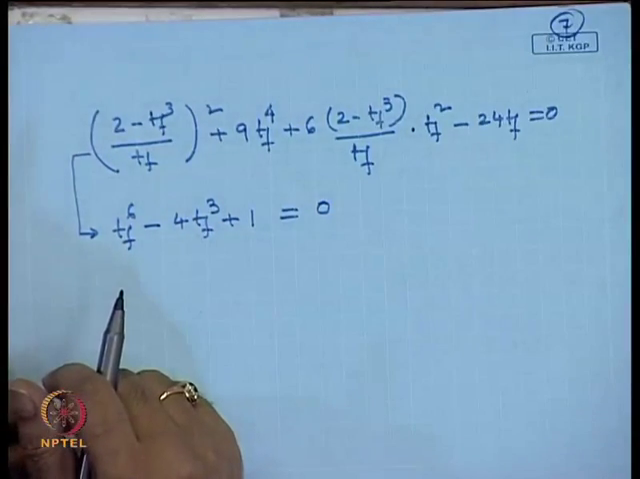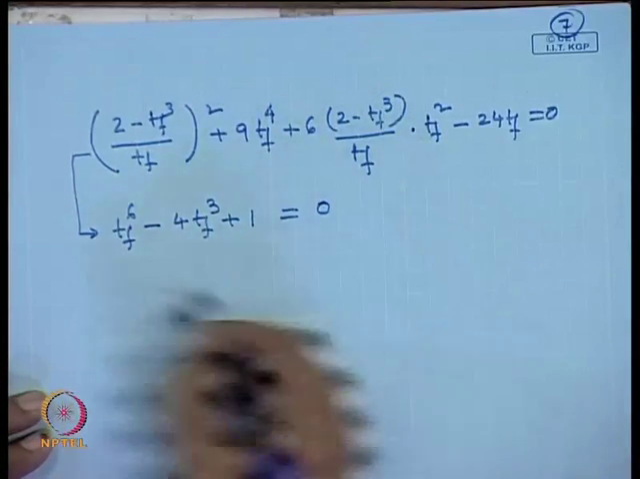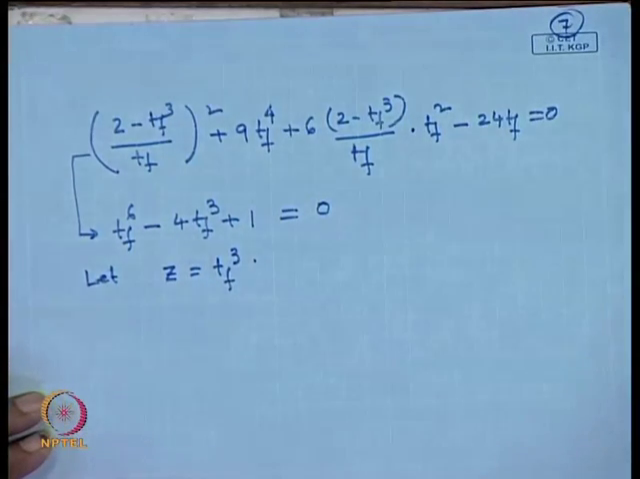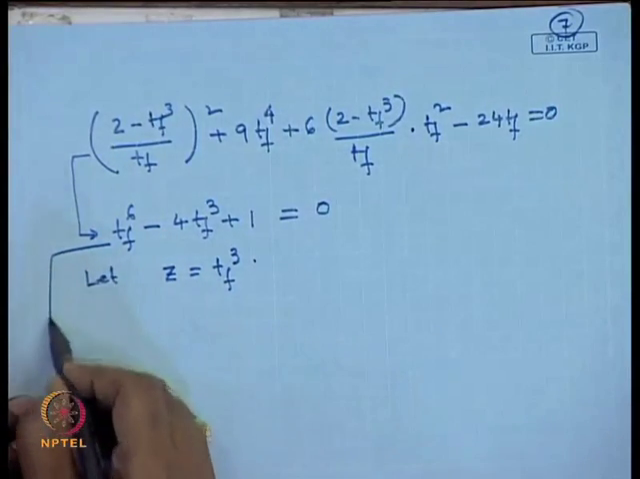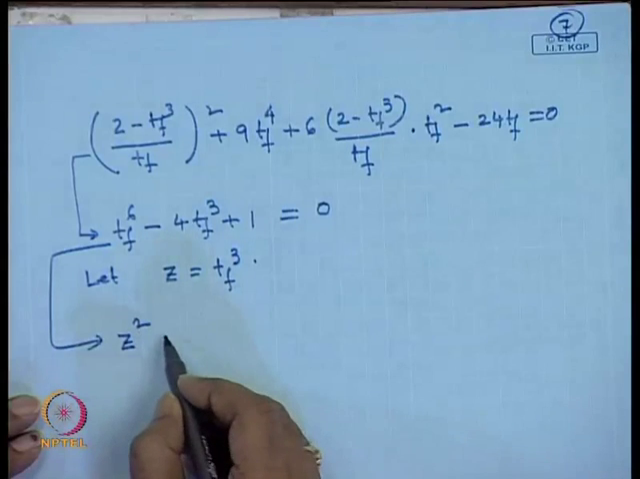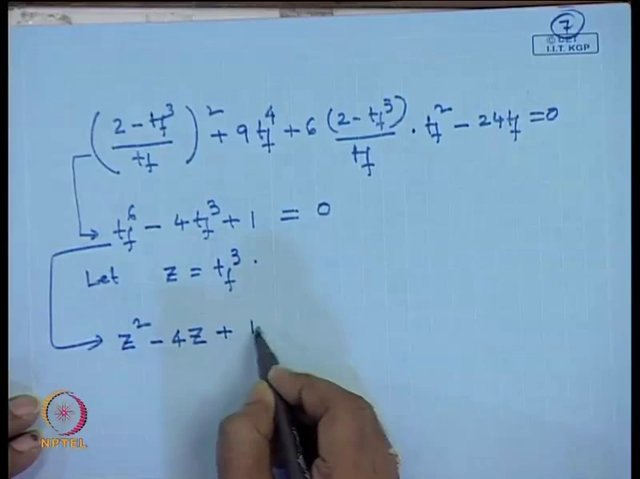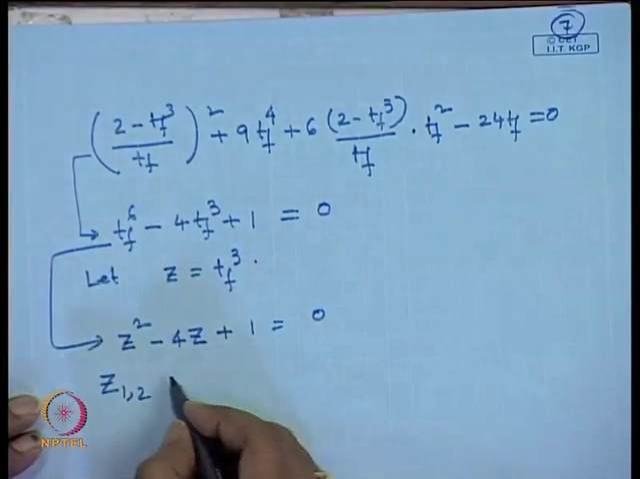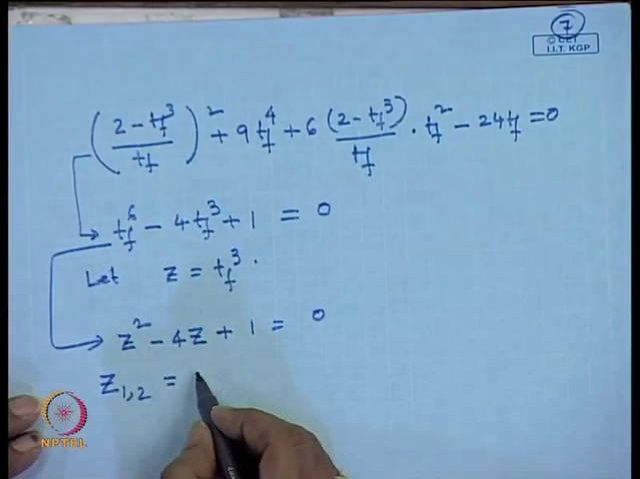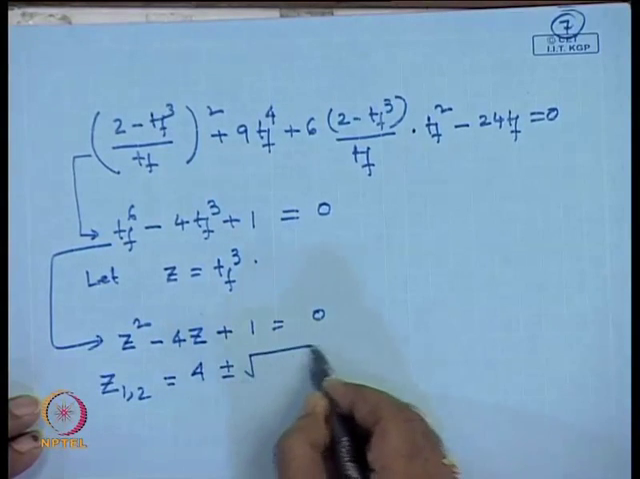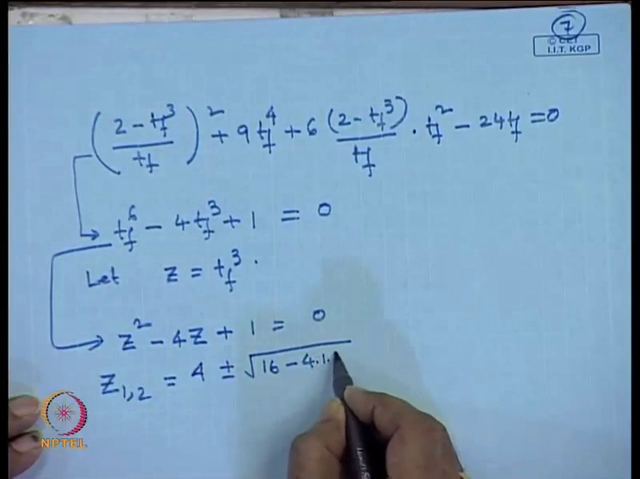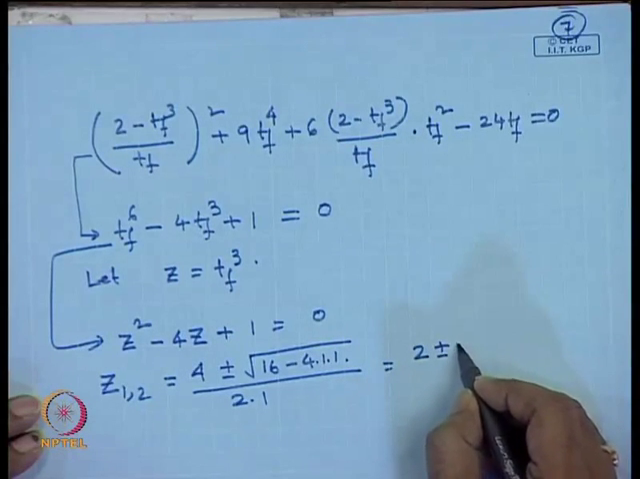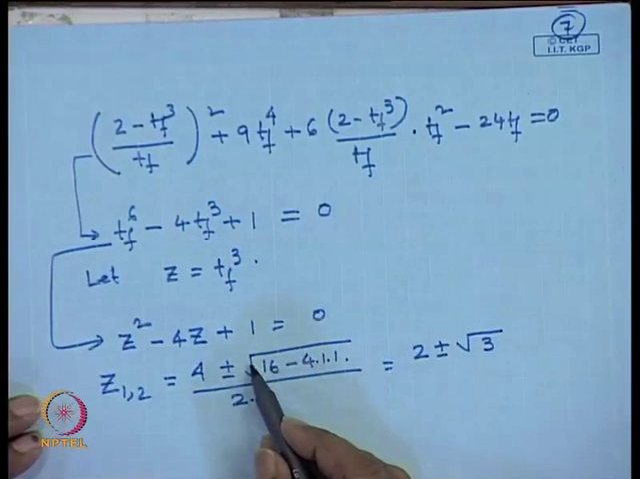Now, this is an equation which one can solve for t f. Let z be equal to t f cube, agree? Now I can write this expression as z square minus 4 z plus 1 is equal to 0. So, z has 2 roots, quadratic form. Z is equal to minus b, that is 4, plus or minus the root of b square, 16, minus 4 a c, divided by twice a. So, that will be 2 plus or minus root 3.